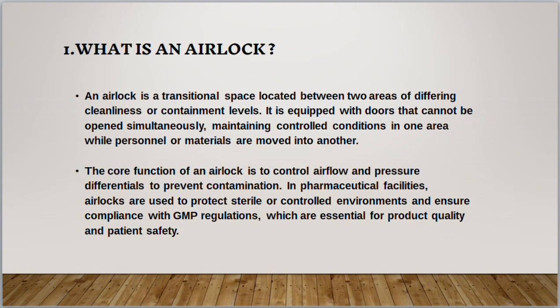First question: what is an airlock? An airlock is a transitional space located between two areas of differing cleanliness or contaminant levels. It is equipped with doors that cannot be opened simultaneously, maintaining controlled conditions in one area while personnel and materials are moved into another. The core function of an airlock is to control airflow and pressure differentials to prevent contamination. In pharmaceutical facilities, airlocks are used to protect sterile or controlled environments and ensure compliance with GMP regulations, which are essential for product quality and patient safety.